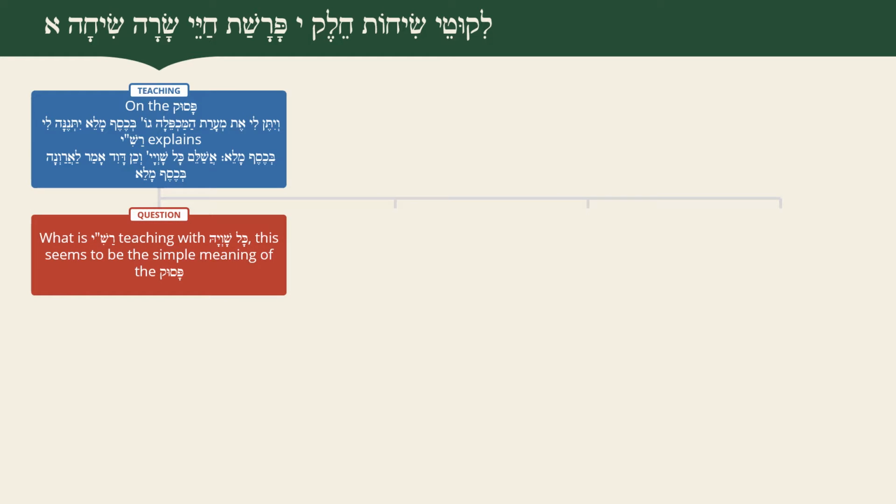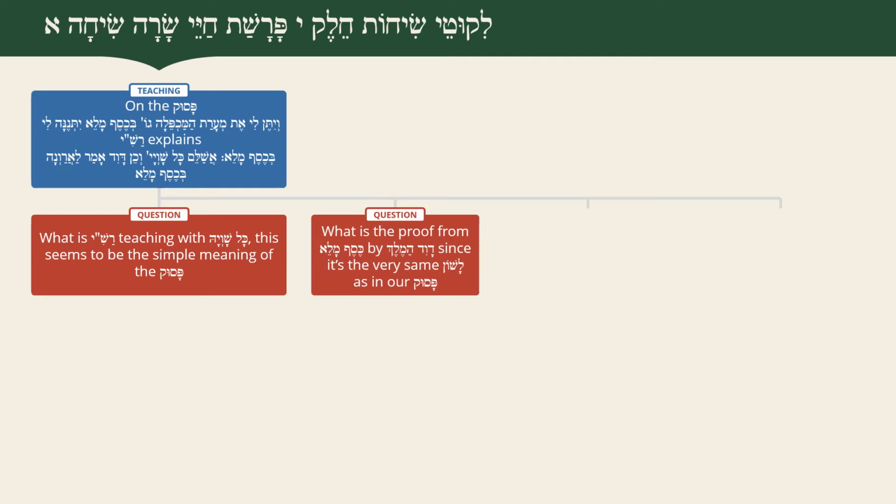And there are 4 questions here. The first question is, what is Rashi teaching by explaining that the words bekesef molei mean kol shavya? This seems to be the simple meaning of the pasuk. So what is Rashi teaching us here? The second question is, what is the proof from kesef molei by David HaMelech, since it's the very same lashon as in our pasuk? It basically uses the same exact words. So how is it a proof?